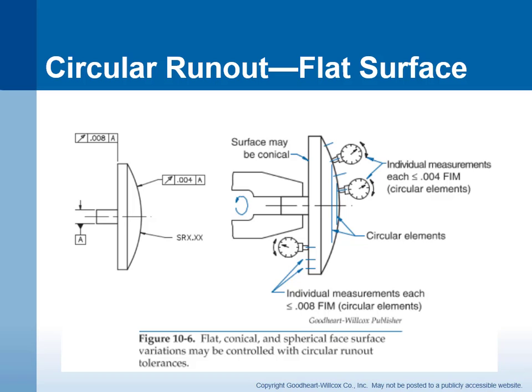Here's how we would do it on a flat surface. In this particular case, we have datum A, which is the cylindrical feature here, and we have a circular runout on the back face of this button. What we would do is spin the part about datum A, leave our indicator stationary to check this circular element, then check this circular element, and then check this circular element. Individual measurements each have to be less than the 8 thousandths full indicator movement.